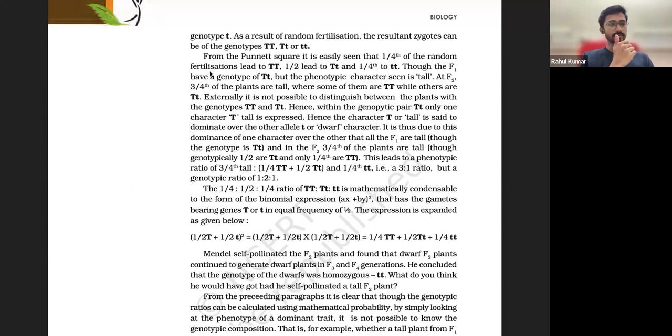Are you doing it, people? Yes, sir. Capital T crossed with small t. This is the parental generation. You will make a Punnett square because it is just a single genic inheritance, two alleles of the same gene. The Punnett square will only have 4. What happened?